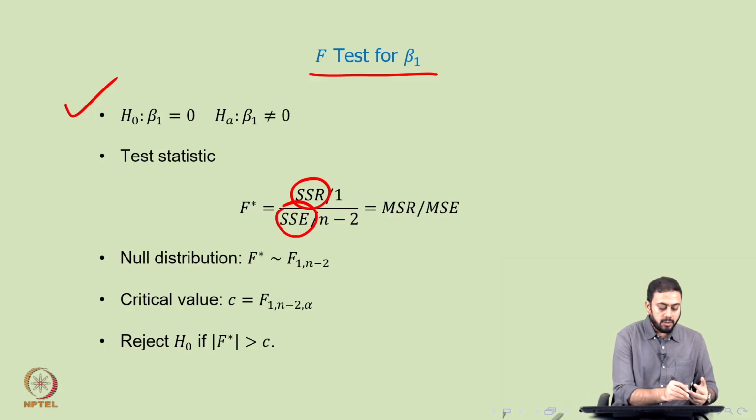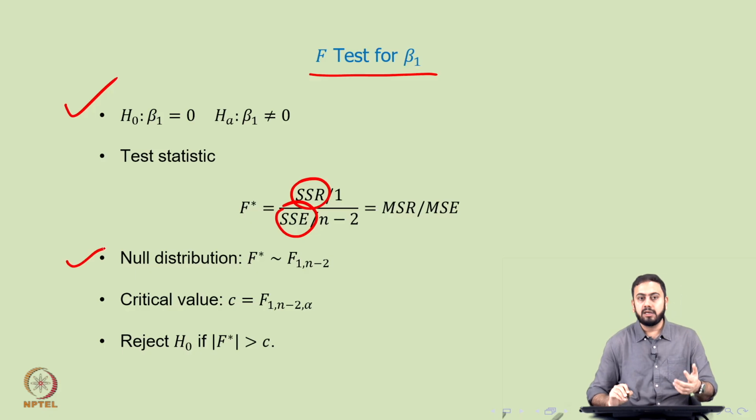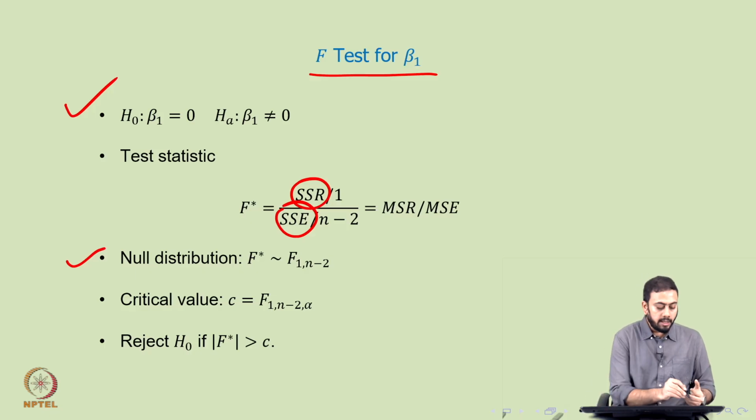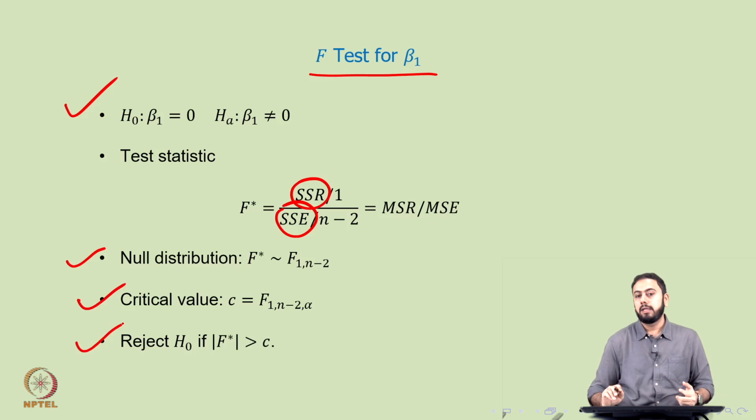So then you can go ahead very naturally, as we do for any other test: you find out the null distribution. In this case it follows an F distribution with 1 comma n minus 2 degrees of freedom. And then the critical value, and the final conclusion that you reject the null if the absolute value of the test statistic exceeds the critical value, or you can find out the p value and conclude the test from the p value also.